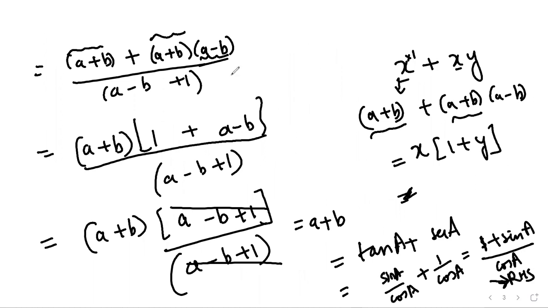Sometimes you might also have a problem which ends with this, tan A plus secant A, the proof. And in some cases, they might even ask you to show it in this manner, 1 plus sin A. It's just that you have to see how you can change tan and secant to sin and cos. How you tweak in that one is important.